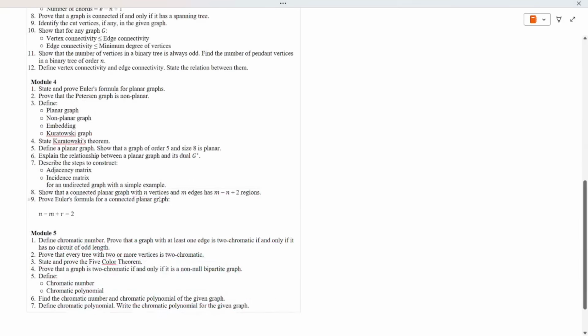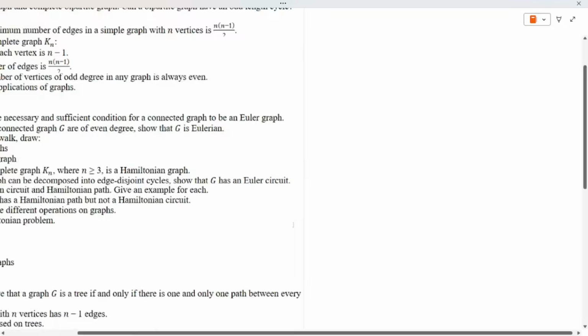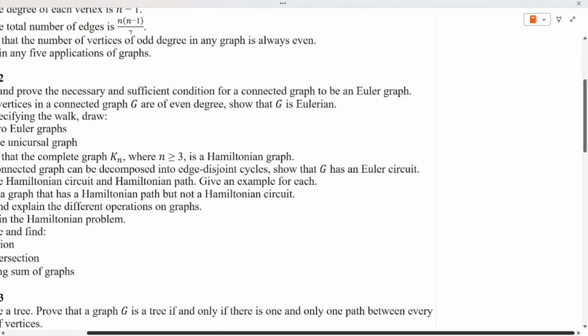Now I'll scroll through all the questions which I have done. Please go through that and you can take the screenshot and start to prepare, guys. No need to waste the time.